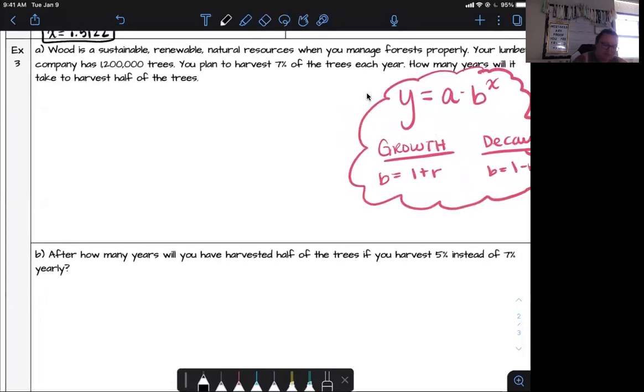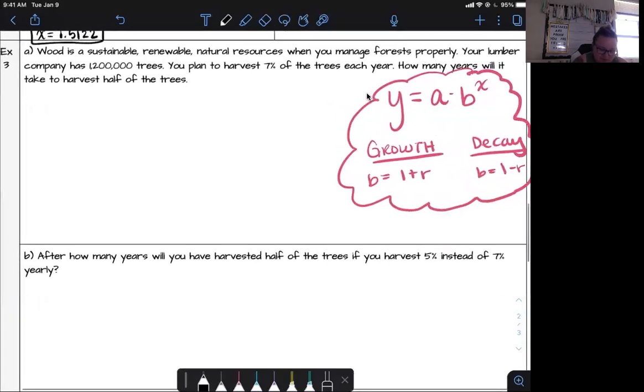So, what is a sustainable, renewable, natural resource when you manage forests properly? Your lumber company has 1.2 million trees. You plan to harvest 7% of the trees each year. How many years will it take to harvest half the trees?